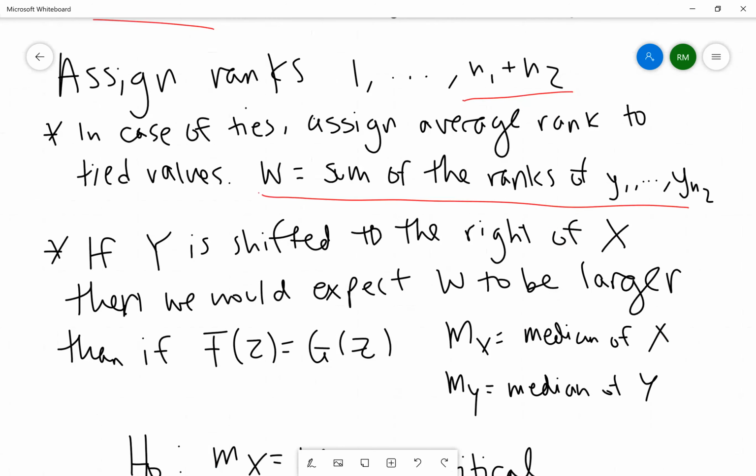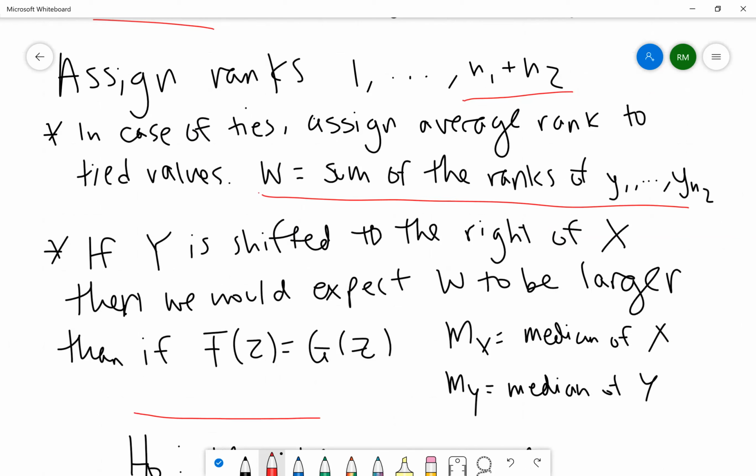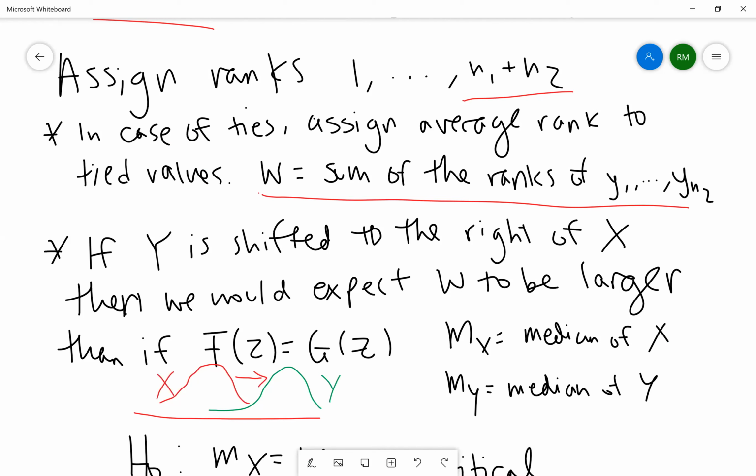So if Y were shifted to the right of X, we would expect W to be larger than if they had the same median, because maybe you've got this distribution where here's your X distribution, and you shift it to the right, and you get your Y distribution. This could be Y, and the red one could be X, and you would expect the Y values to be bigger than the X values. W is adding up the ranks of the Y values, so you would expect W to be big.